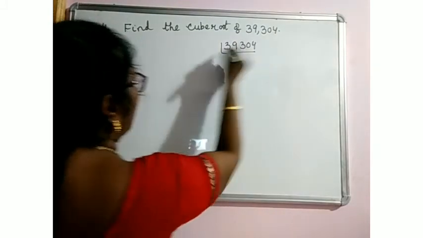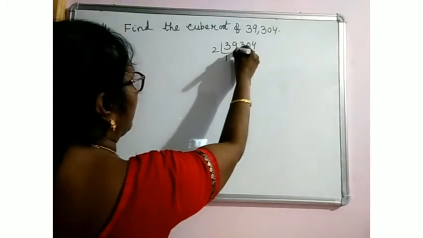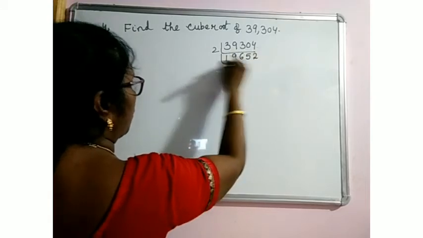The number is ending with 4. It is divisible by 2. 2 1s are 2. 2 9s are 18. 2 6s are 12. 2 5s are 10. 2 2s are 4.